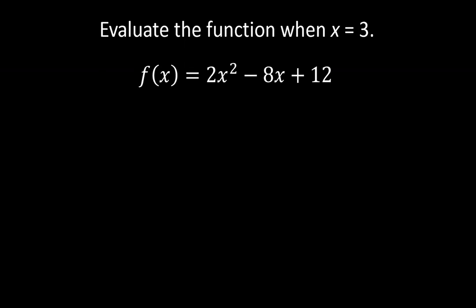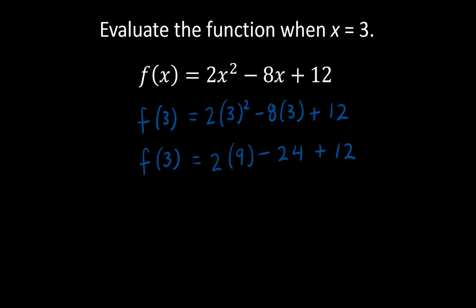Here we have the function f of x is equal to 2x squared minus 8x plus 12. Now just remember that the x's, the inputs, are just placeholders for my value. In other words, everywhere I see an x in this function, I'm going to place the value of 3 because I want to evaluate the function when x is equal to 3. When I substitute x for 3, I get f of 3 equals 2 times 3 squared minus 8 times 3 plus 12. Now all we have to do is use the order of operations to find the value of f of 3. So we have 2 times 9 minus 24 plus 12.